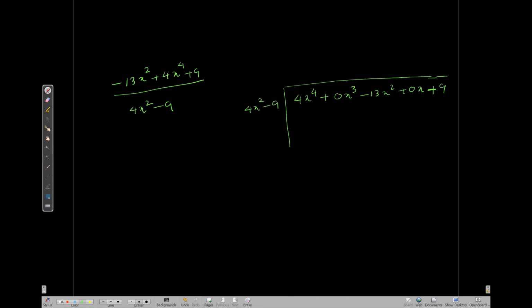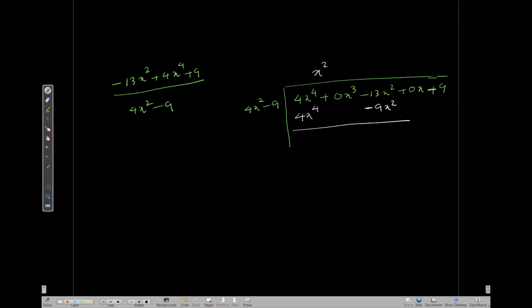Now I need x squared in order to make 4x to the fourth from 4x squared. So I multiply them, I get 4x to the fourth minus 9x squared. I should write it underneath my x squared term. Then subtract. Guys, if it is hard for you to subtract, you can do this.